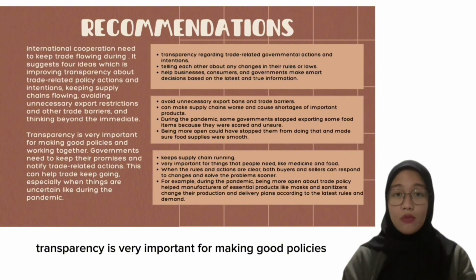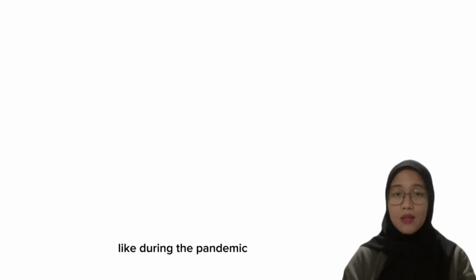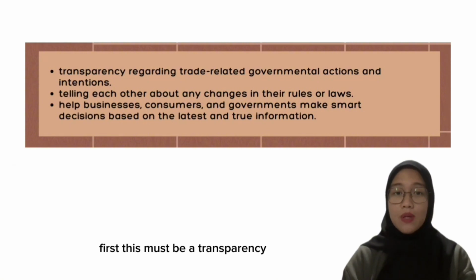Transparency is very important for making good policies and working together. Governments need to keep their promises and notify trade-related actions. This can help trade keep going, especially when things are uncertain, like during the pandemic. First, there must be transparency regarding trade-related governmental action and intentions. This means telling each other about any changes in their rules or laws. This can help businesses, consumers, and government make smart decisions based on the latest and true information.